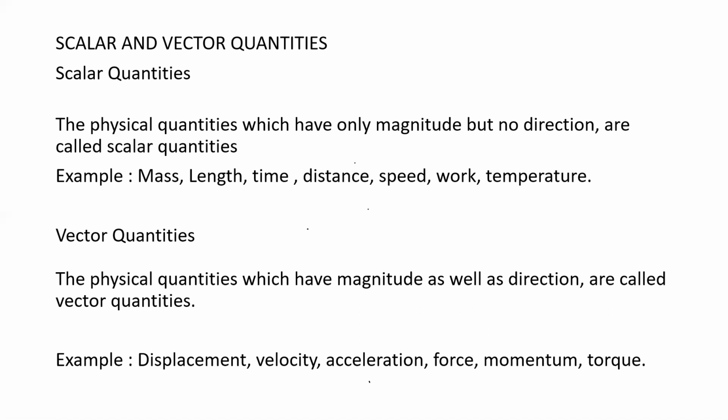Right? So examples are displacement, velocity, acceleration, force, momentum, torque. These are examples of vector quantities, meaning they have both magnitude and direction. Suppose you say you are traveling 20 kilometers today. If you specify only 20 kilometers, it is a scalar quantity. If you specify you are traveling 20 kilometers towards east, this is a vector quantity. So when you specify the direction, those quantities are taken as vector quantities, right?